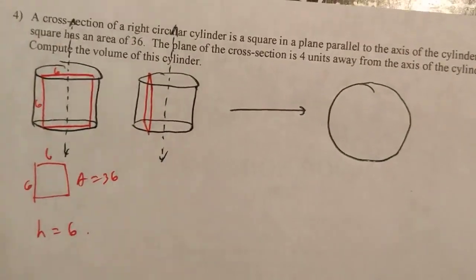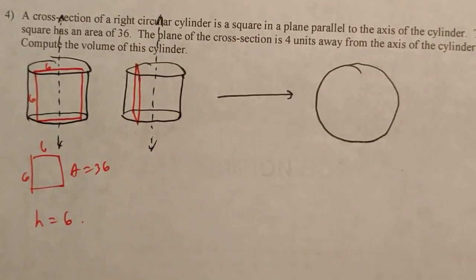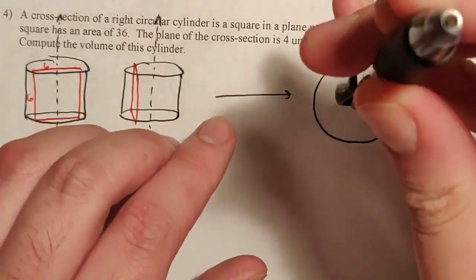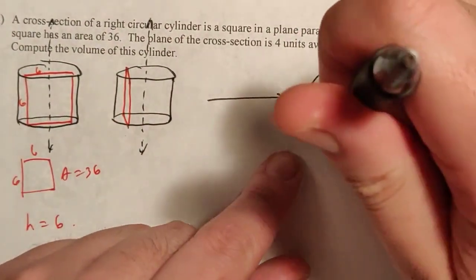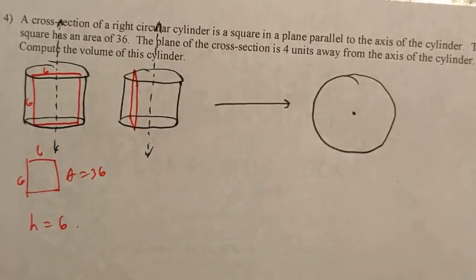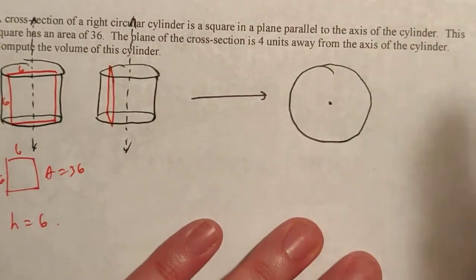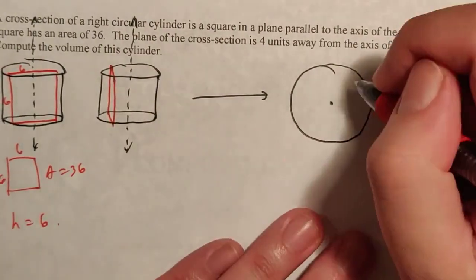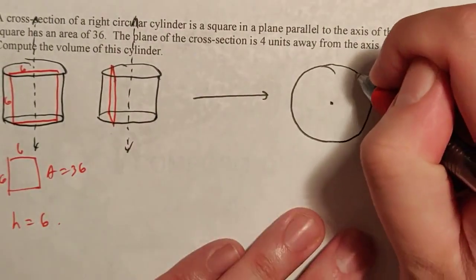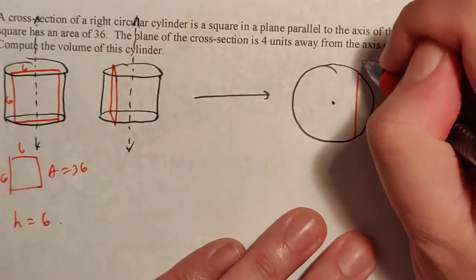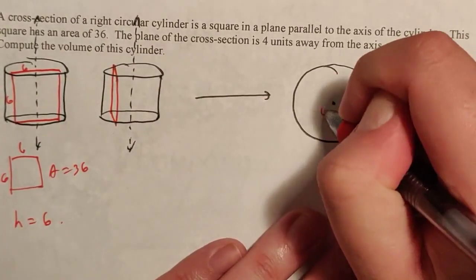Remember that this is a right circular cylinder, so we end up with a circle here. Our axis now comes up like so, like our pen coming out of the paper here. And the nice part about the square is that, because the square is parallel to this axis, when you look at it in this direction, the square collapses to a line segment like this. Let me call these points here A and B, and here's O.